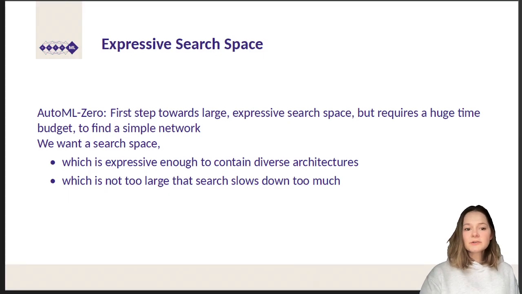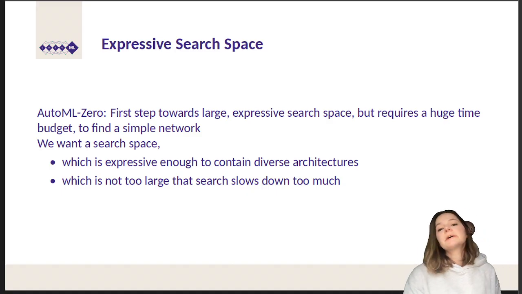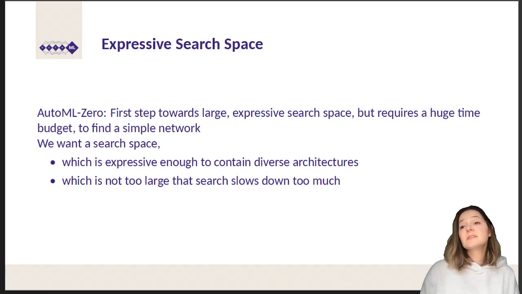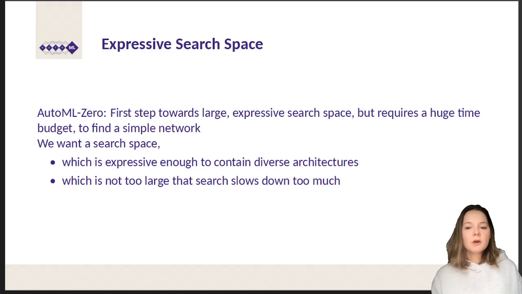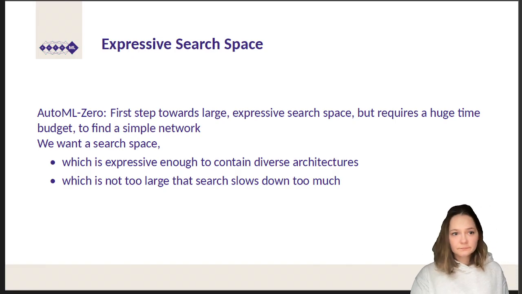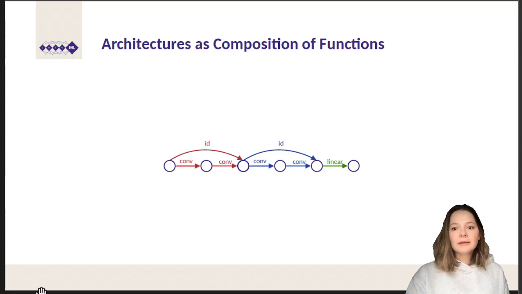So AutoML-Zero is the first step towards large and expressive search spaces, but it requires a huge time budget to find a simple network being able to perform very well on, for example, something like CIFAR-10. What we actually want is a search space which is expressive enough to contain a diverse set of architectures, which is not too large that search slows down too quickly and too much, which is actually happening in AutoML-Zero. And exactly that is what we will look at now.